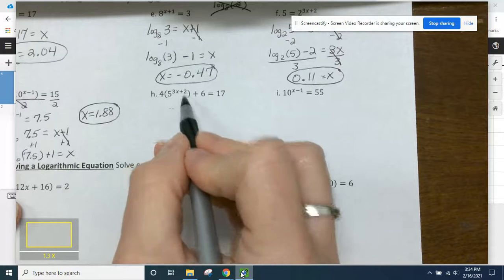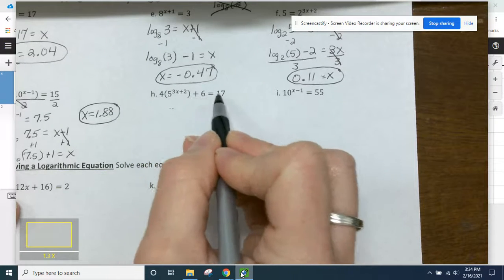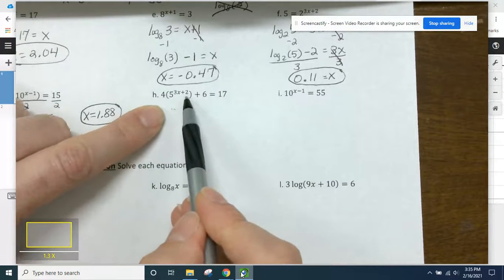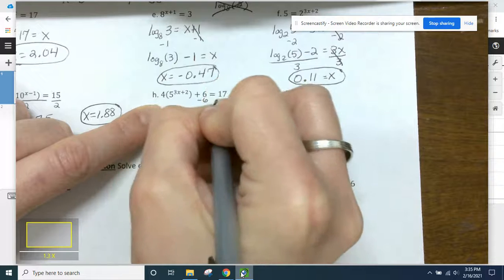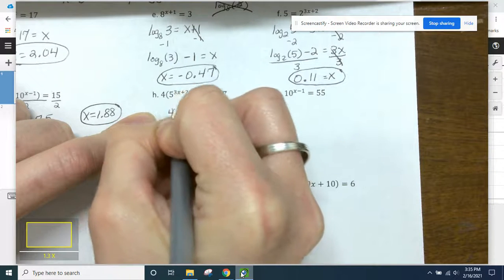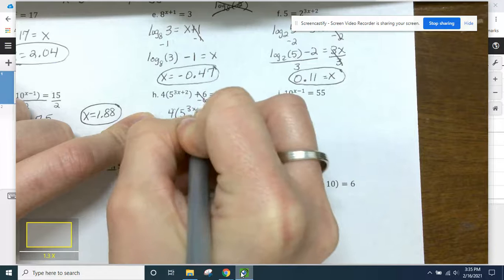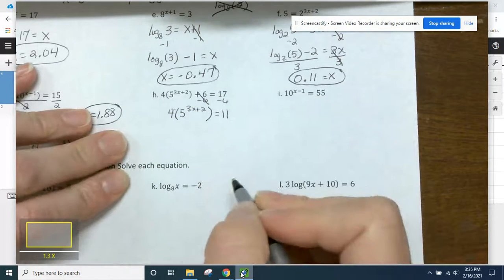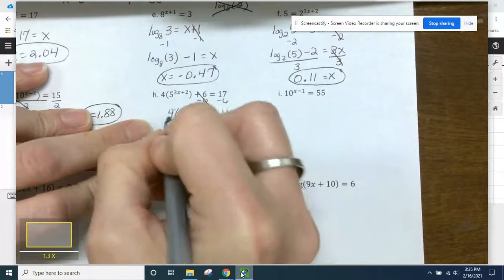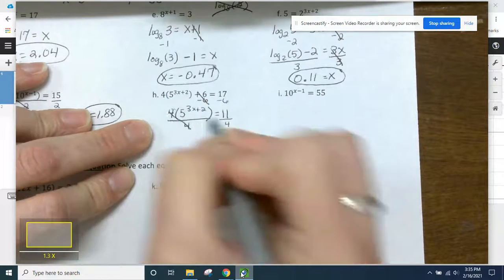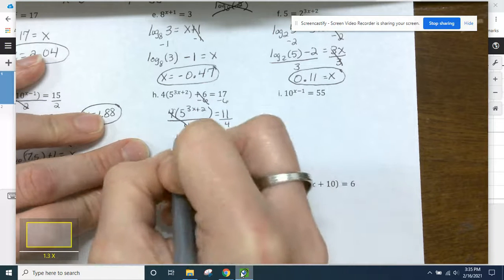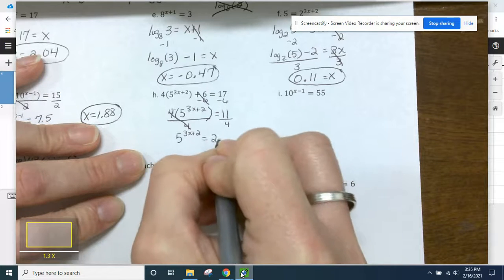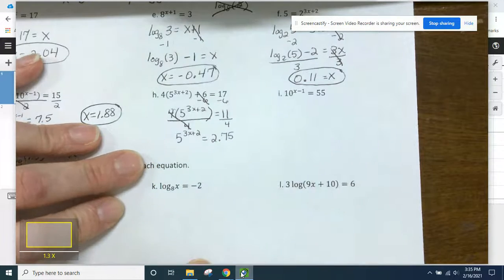All right, let's try H. 4 times 5 to the 3x plus 2 plus 6 equals 17. Now, before we can solve this one, we got to isolate this 5 to the 3x plus 2. So first, I'm going to subtract 6. All right, that's 4 times 5 to the 3x plus 2 equals 11. 17 minus 6 is 11. Then we have to get rid of that 4. So we got to divide both sides by 4. All right, that gives us 5 to the 3x plus 2 equals, if you do 11 divided by 4, you get 2.75. So I'm just going to go ahead and write that in, 2.75.